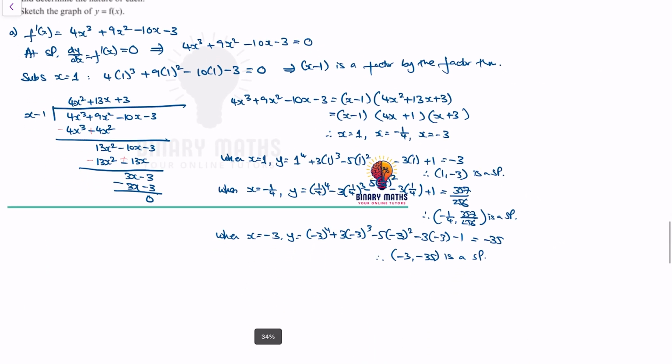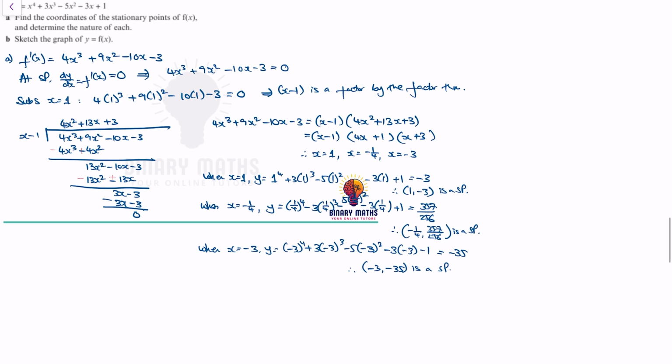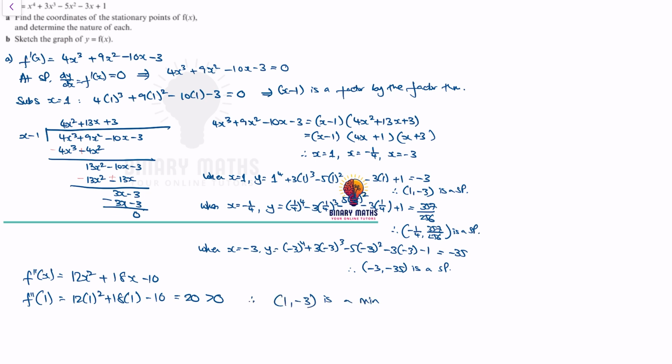And now that I've got all these points, I need to find out whether they are a maximum, minimum, or a point of inflection. So first thing I need to do is find out the second derivative. So f double dash of x is equal to 12x squared plus 18x minus 10. So I need to do f double dash at x equals 1, which is equal to 12 times 1 squared plus 18 times 1 minus 10, which is equal to 20, which is greater than 0. Therefore, 1, minus 3 is a minimum point.